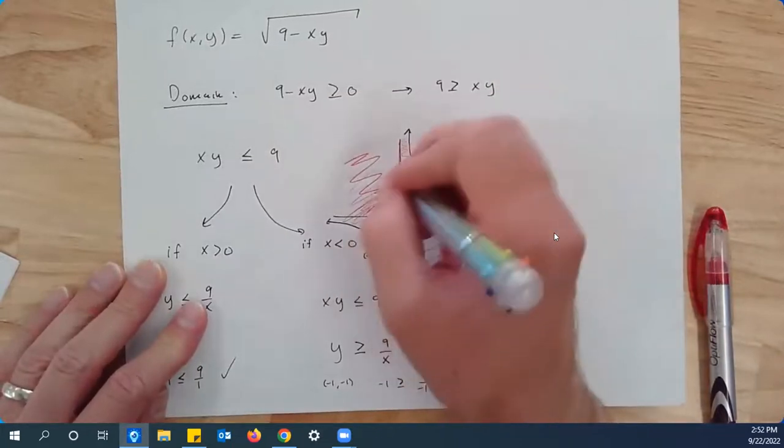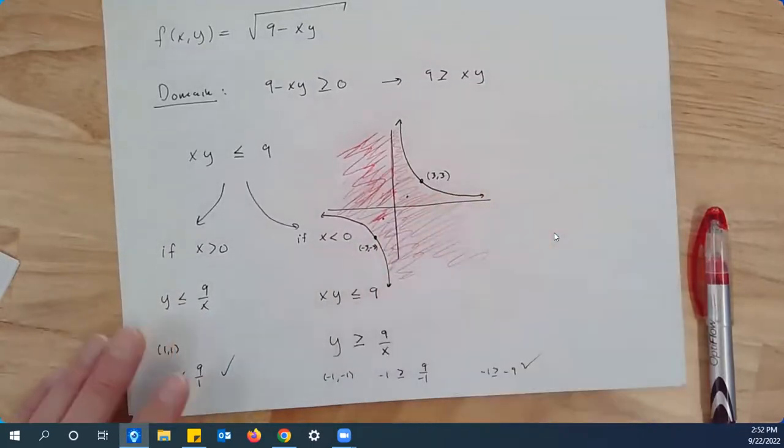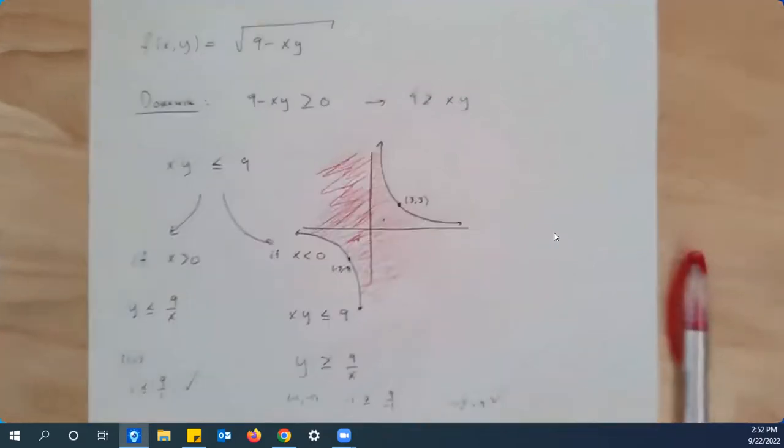I know my picture has devolved into horribleness here. All of this is your domain. Kind of weird. So typically, when you're talking about domains of functions of two variables, your domain is a region in the xy coordinate system.